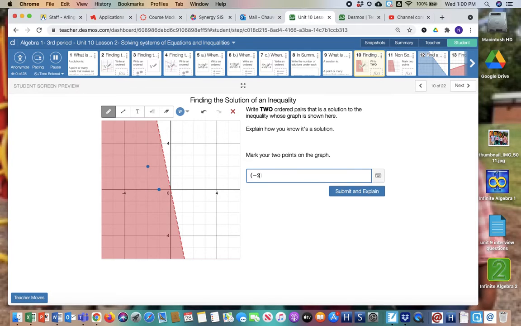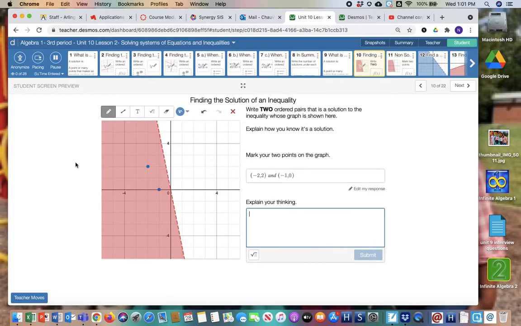How about negative 2, 2, and what's my other point at? Well, I went left 1, negative 1. I didn't go up and down at all. Negative 1, comma 0. Now, did I have to pick those points? No, gosh, no. I just picked them because they were in the shaded region. So my points are in the shaded region. Okay?